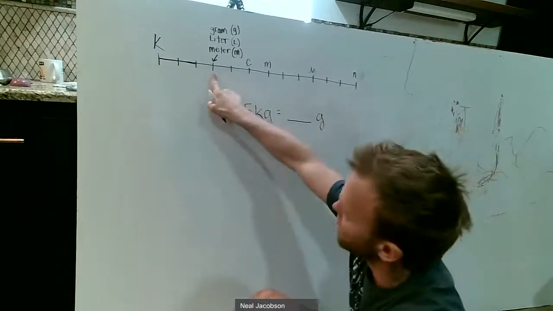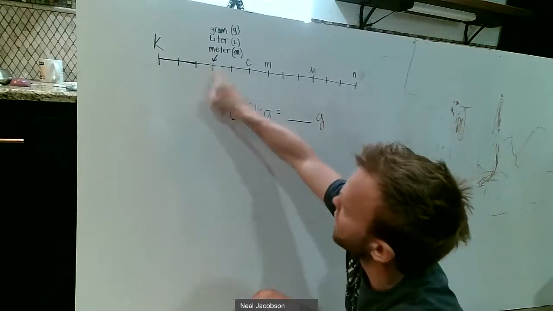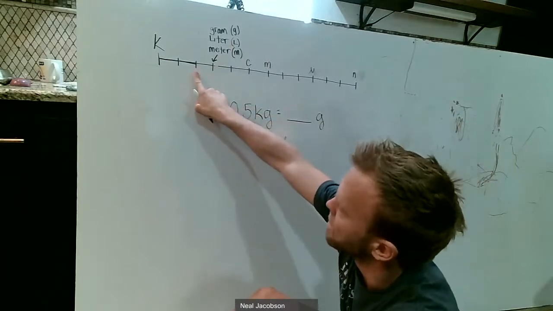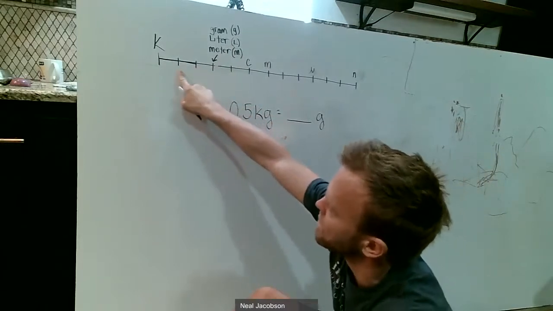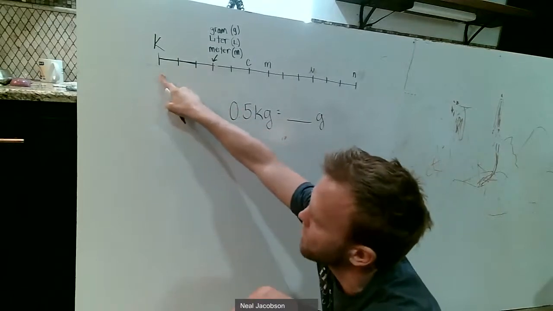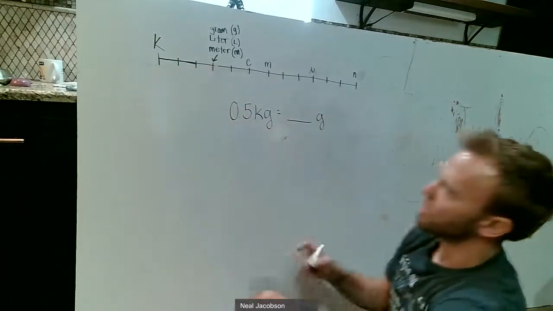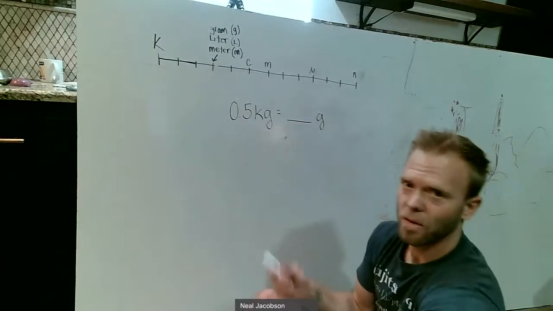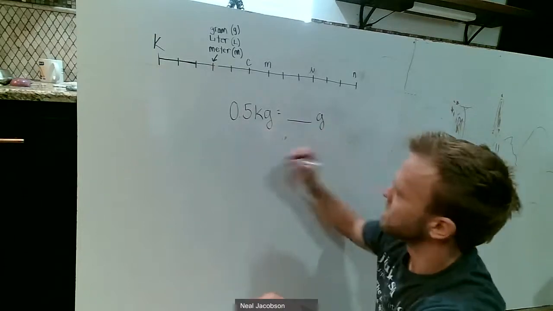Now I know that grams are right here, right? That's the gram. And it takes 10 to the 1, 10 to the 2 is 100, 10 to the 3, that's 1,000. So it's going to take 1,000 grams to make 1 kilogram. If I have half a kilogram, I probably have half of 1,000. But let's do the math anyway.